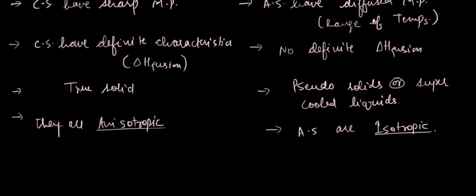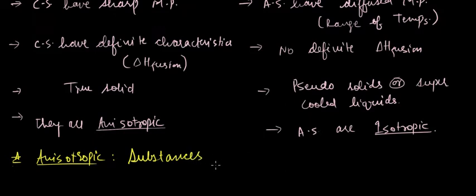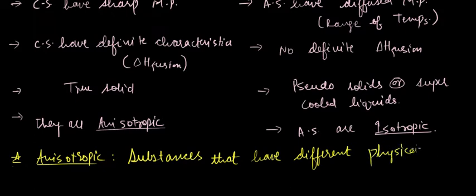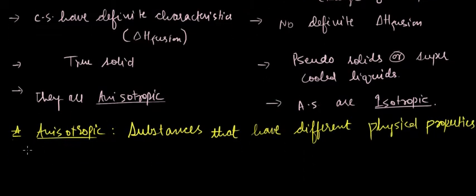Okay, so by the way, what is anisotropic and isotropic? Let us first define anisotropic. Anisotropic are the substances that have different physical properties along different directions.